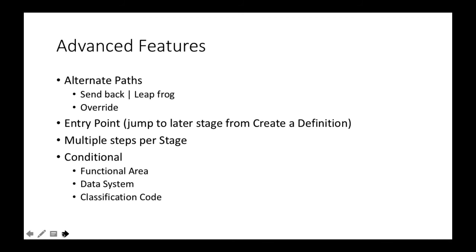In the primary workflow, we saw 2 steps in the first drafting stage, one for the typical drafter and one for moderators or data stewards to use. And we saw the use of a conditional. And again, to remind you, it can be conditioned by functional area, data system, or classification code.